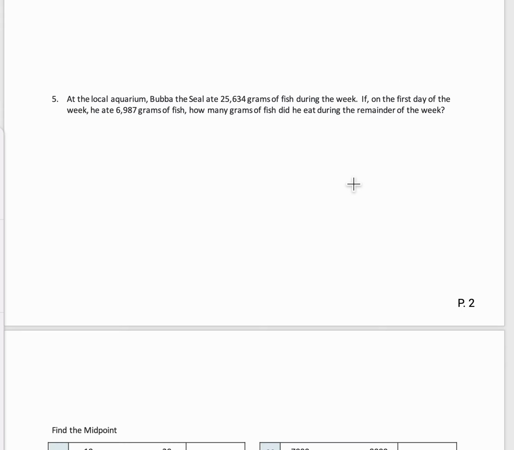Number 5. At the local aquarium, Bubba the seal ate 25,634 grams of fish during the week. If on the first day of the week, he ate 6,987 grams of fish, how many grams of fish did he eat during the remainder of the week? A remainder is what's left over. So again, you subtract these to find the remainder. Okay?